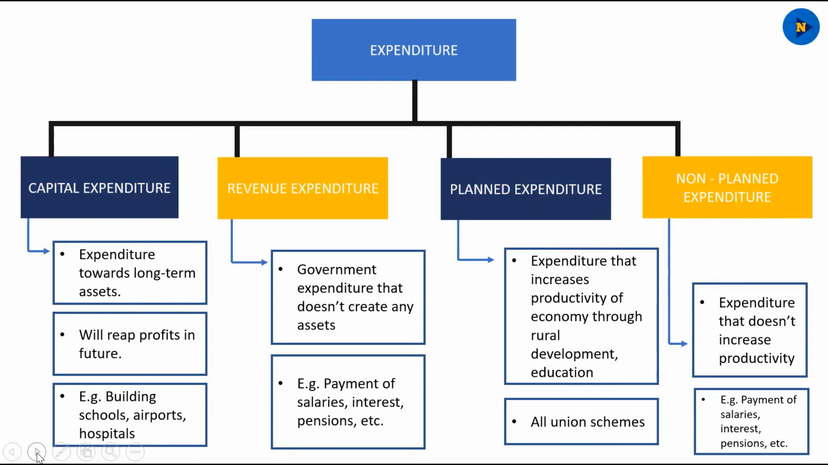So you might have noticed already, capital expenditure and planned expenditure are very similar, and revenue expenditure and non-planned expenditure are also similar. So capital and planned expenditure, they're building assets, they're increasing productivity, and they'll reap profits in the future. Whereas revenue expenditure and non-planned expenditure, they don't increase any productivity, they will not reap profits in the future, they don't build any assets, and they're just day-to-day expenses that the government is obliged to fulfill.